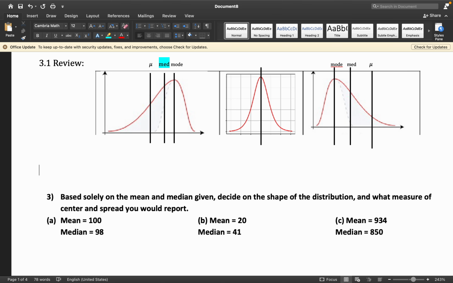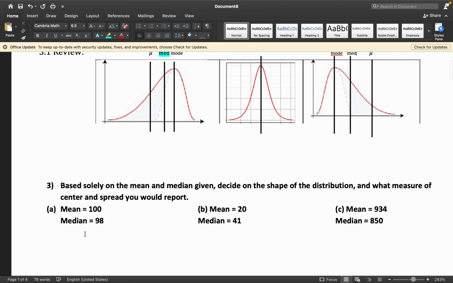So based solely on the mean and median given, let's decide on the shape of the distribution and what measure of center you would use. In our first example, the mean is 100 and the median is 98. So the mean is farther to the right than the median. Let's look at our pictures. Here, my mean, mu, is farther to the right than the median. It looks like it's pretty close. So in this case, I would probably just use a bell-shaped or normal distribution to describe this, but it is definitely slightly skewed to the right, but not much. And if it is approximately normal, I'm going to use the mean, or the average, to report the center.